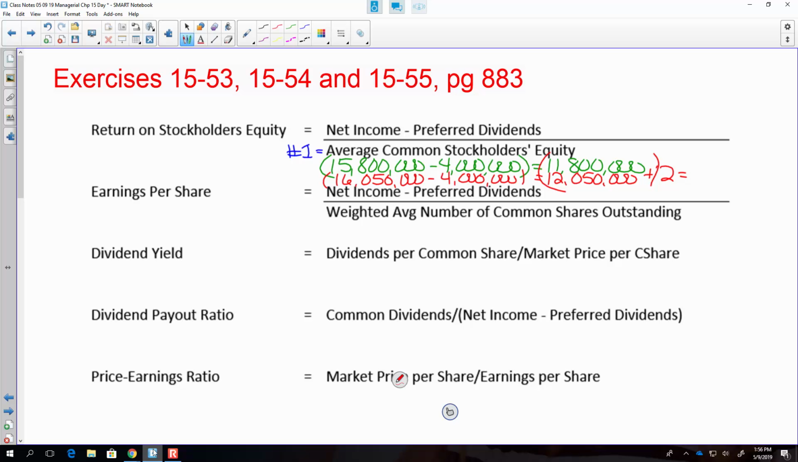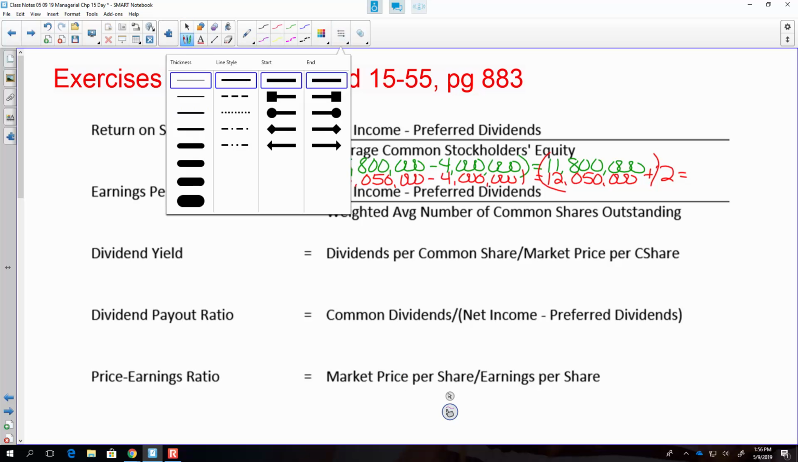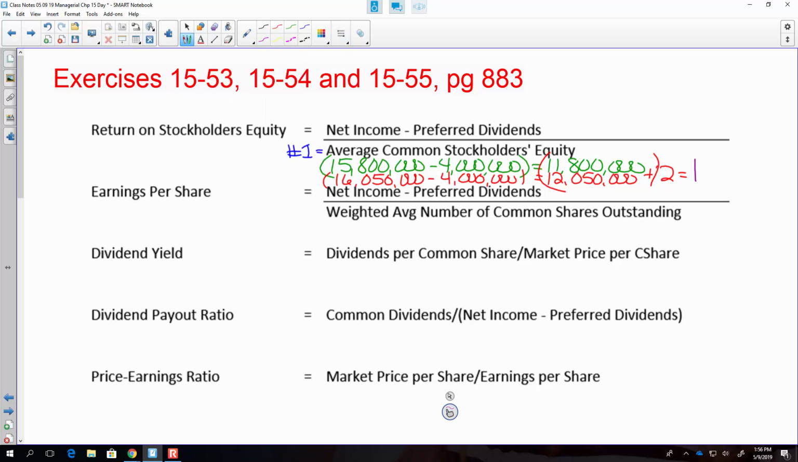And divide by 2. You should end up with 11,925,000. So that is the answer to question number 1. What is the average shareholder equity? In this case, 11,925,000.